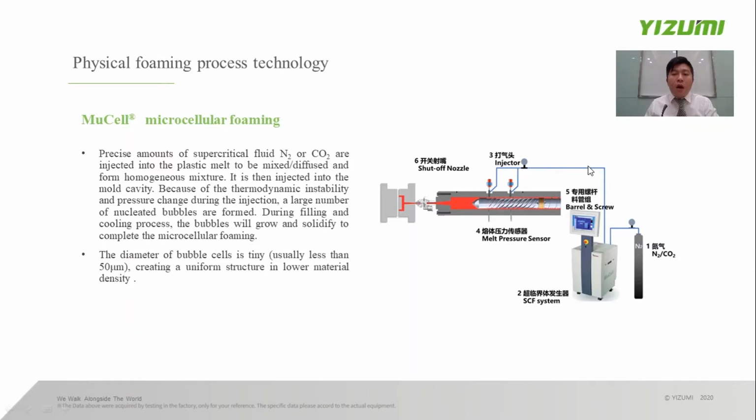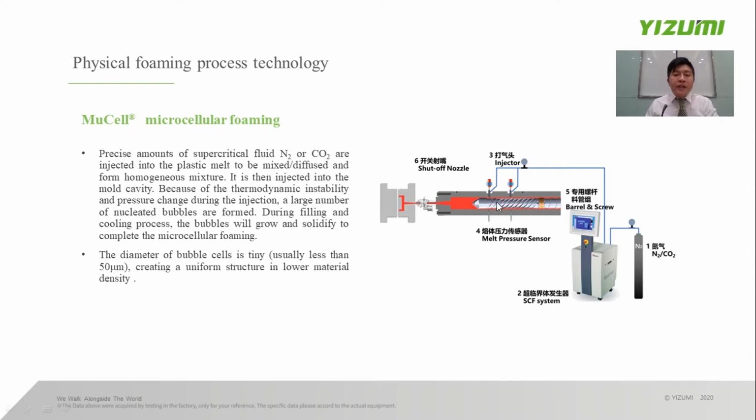Next, according to the forming principle, there are two types of forming process. One is the physical type, another one is the chemical. For the physical forming, there is a pattern which is called the MuCell process.